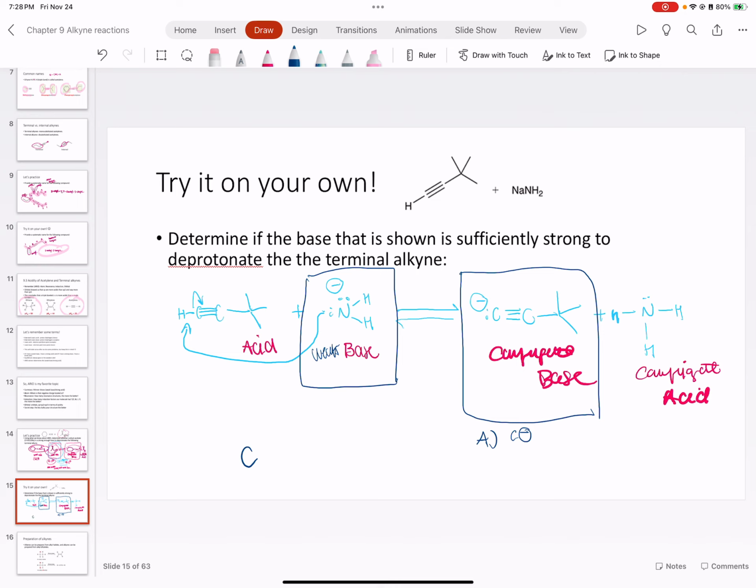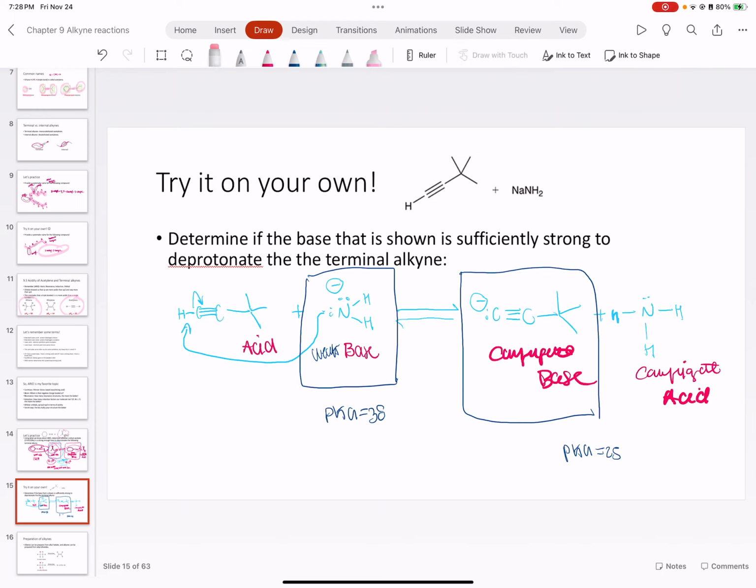Like for example, if this nitrogen had a carbon in between them, then it would have been really helpful. Then it would have been true for this problem that our equilibrium will go this way. But since it only has hydrogen surrounding it, it has a pKa of 38. Well, this one has a pKa of 25.